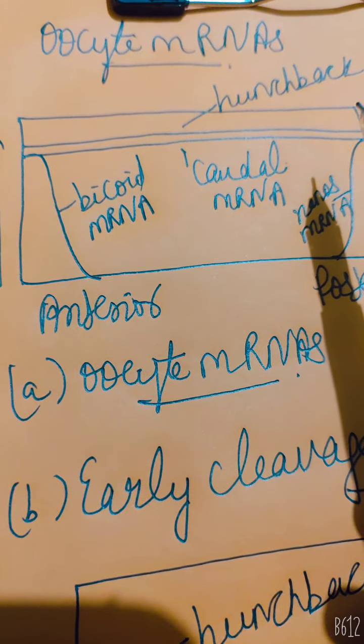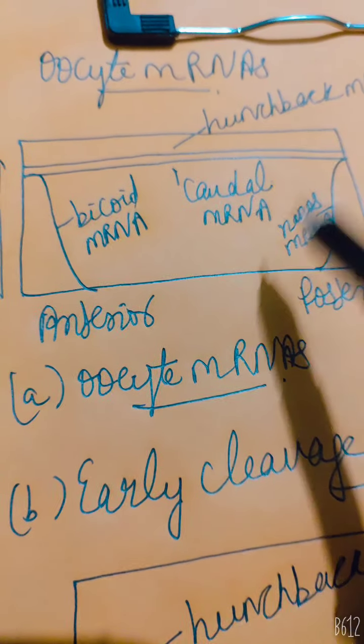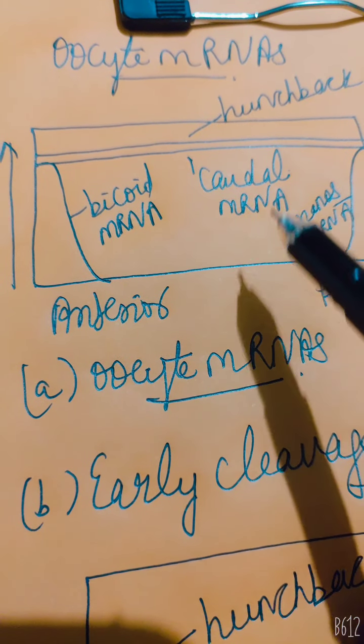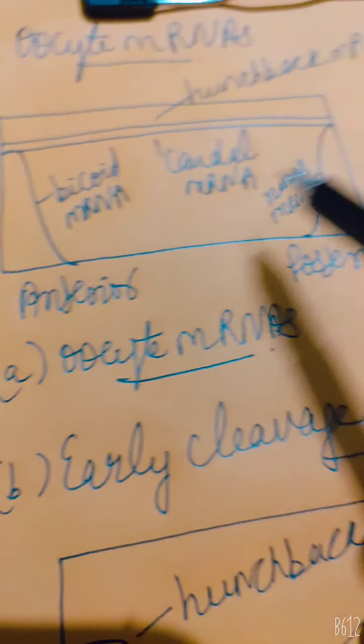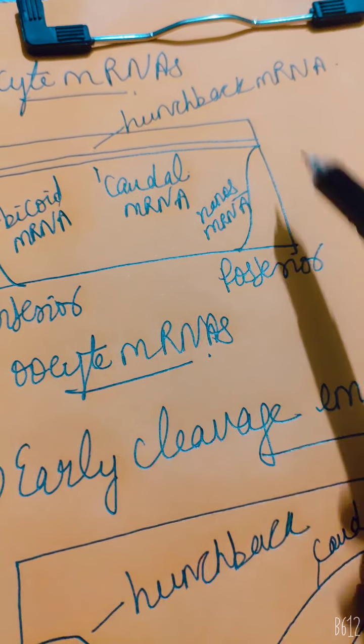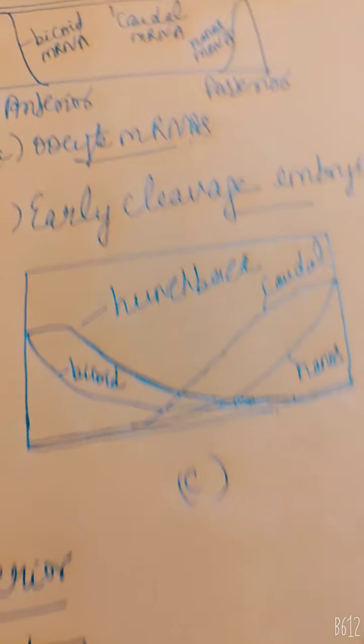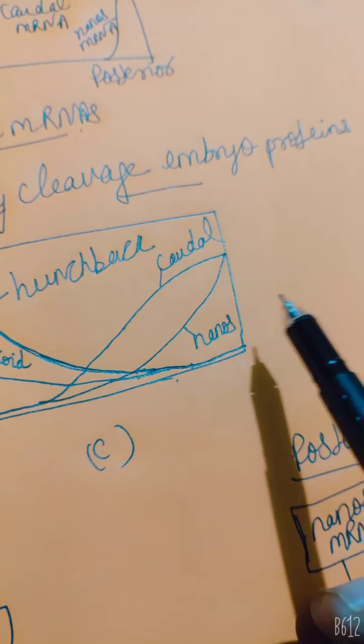From this diagram, what you have to understand is that hunchback and caudal mRNA are present all over the oocyte. But bicoid mRNA is getting translated at the anterior side and nanos mRNA is getting translated at the posterior side. That is regarding the oocyte mRNA diagram. The next diagram is about the early cleavage embryo protein.